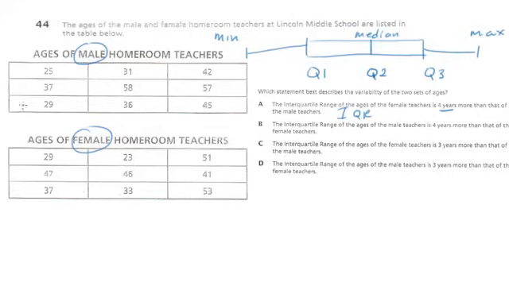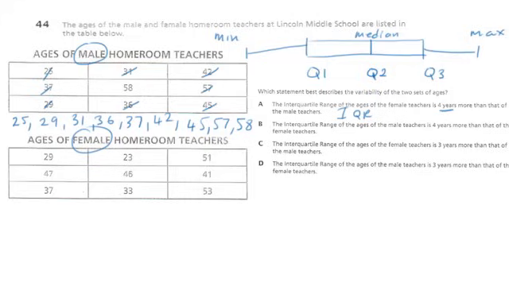Now let's just put these in order. My smallest number for males looks like 25. So I've got 25, and then 29, 31, 36, 37, 42, 45, 57, and 58.